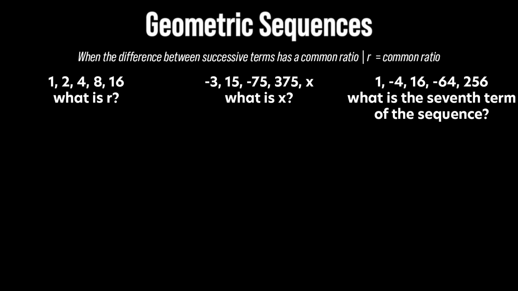Today we're going to learn about geometric sequences. This is when the ratio between successive terms is a common ratio, where r is equal to the common ratio. So for this first problem, what is the value of r?